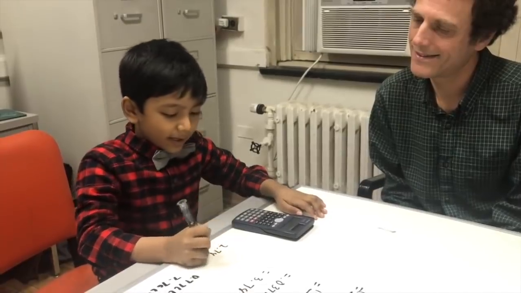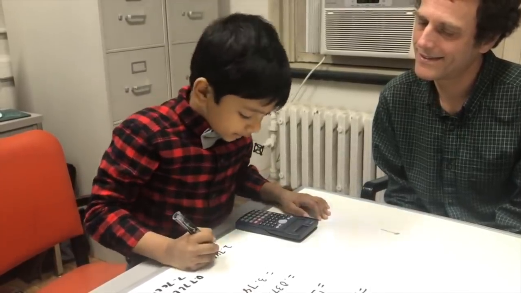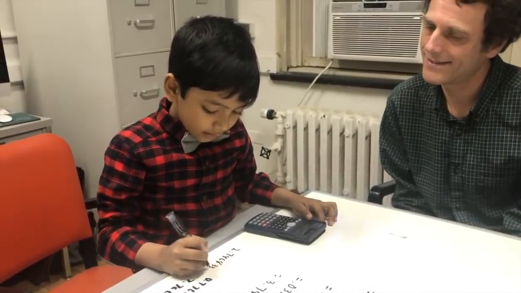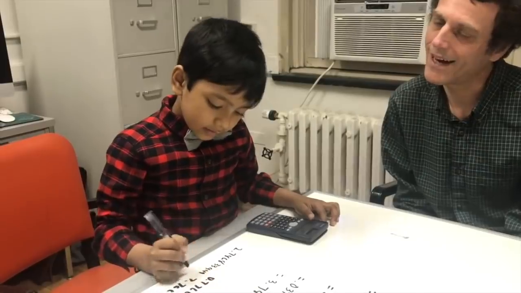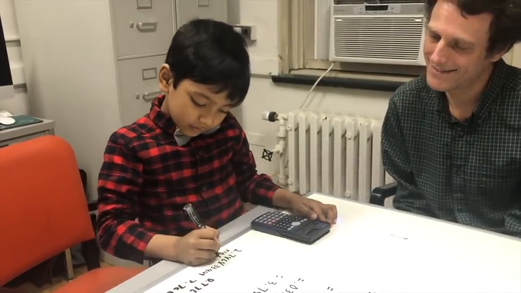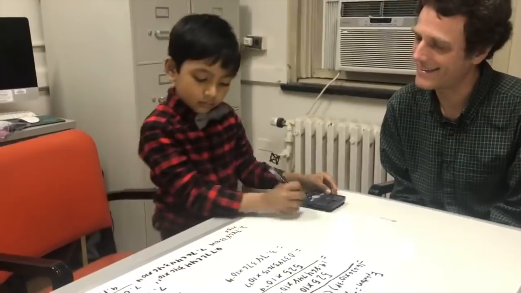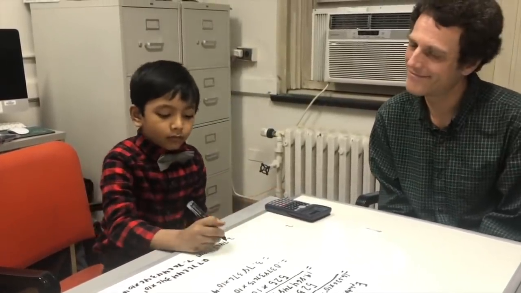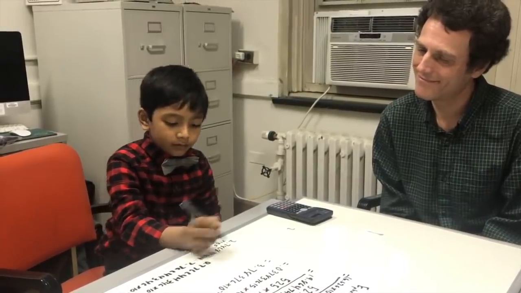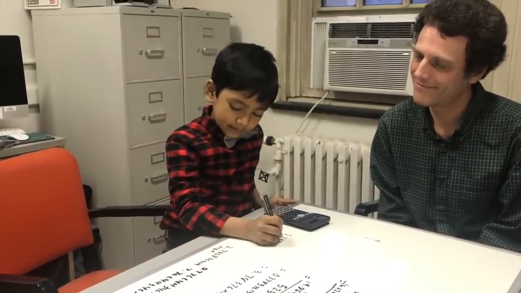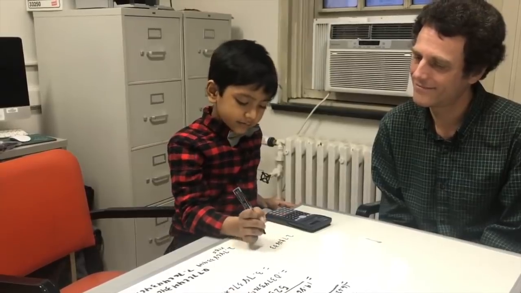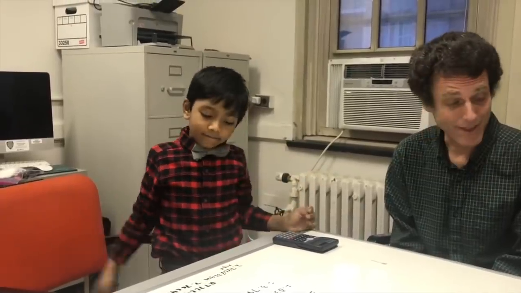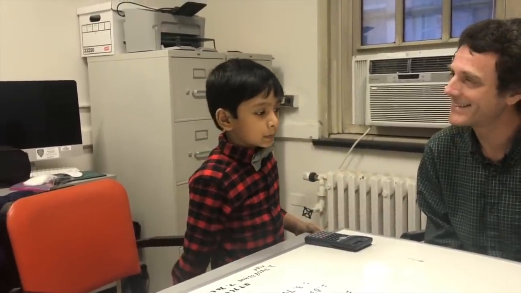Two point 33949 times 10 raised to the 5th. So it's followed by 5 zeros, right? 1, 2, 3, 4, 5. 2, 7, 8, 6, 8, 3, 3. So it's 2.7 times 10 raised to the 5. Good. Wow, that's a fast electron.